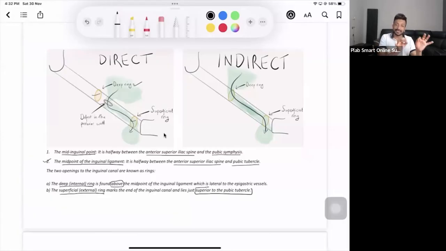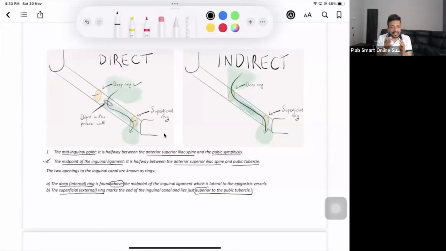Then we need to know what the deep ring is. The deep ring is above the midpoint of the inguinal ligament, whereas the superficial ring is just superior to the pubic tubercle. That's it. So an indirect hernia is coming through the inguinal canal.